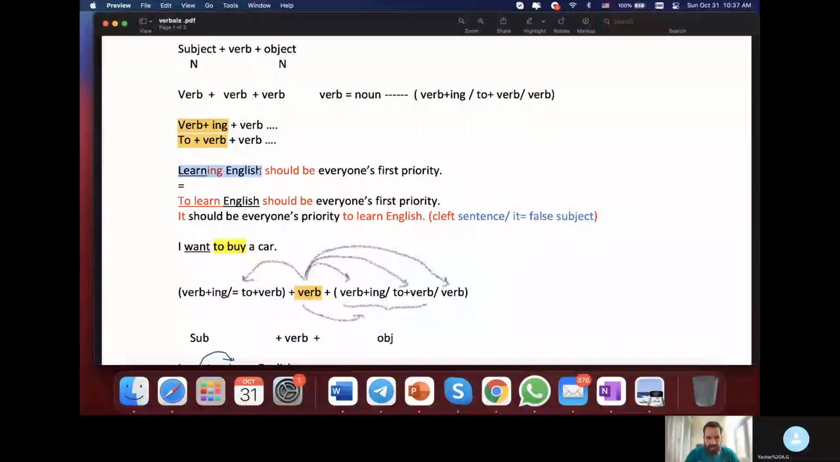They use either this structure, or they take the subject, to learn English, and they give a pronoun it, which is called a false subject, and move this part to the end of the sentence. So they say it should be everyone's first priority to learn English. This is called a cleft sentence. And if you can write one cleft structure in your IELTS writing, it would be noticed. It has a good score.